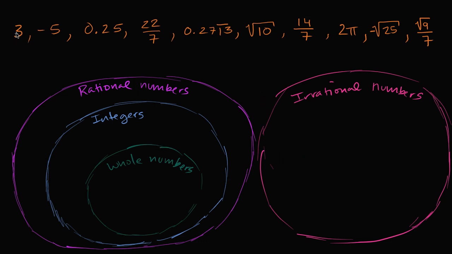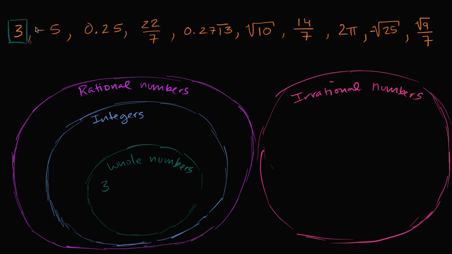So let's start off with 3. This is positive 3. It can definitely be represented as a fraction. You could represent it as 3 over 1. But it doesn't have to be represented as a fraction. It literally could be just a 3 right over there. But it's also non-negative. So 3 is a whole number. So it's a member of that set. But if you're a whole number, you're also an integer, and you're also a rational number. So 3 is a whole number, it's an integer, and it's a rational number.